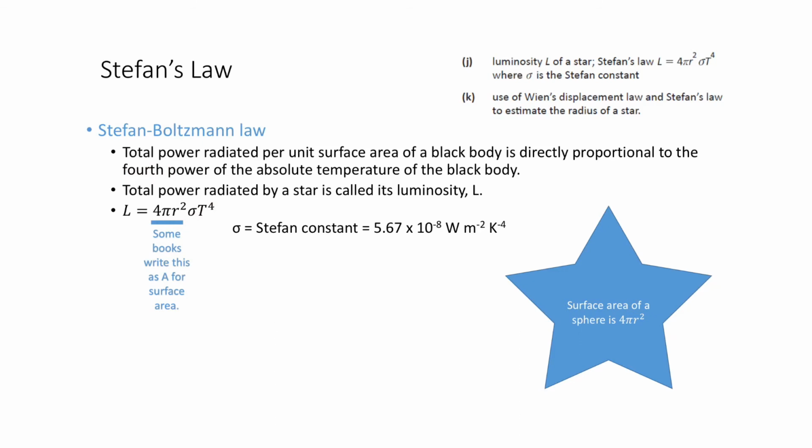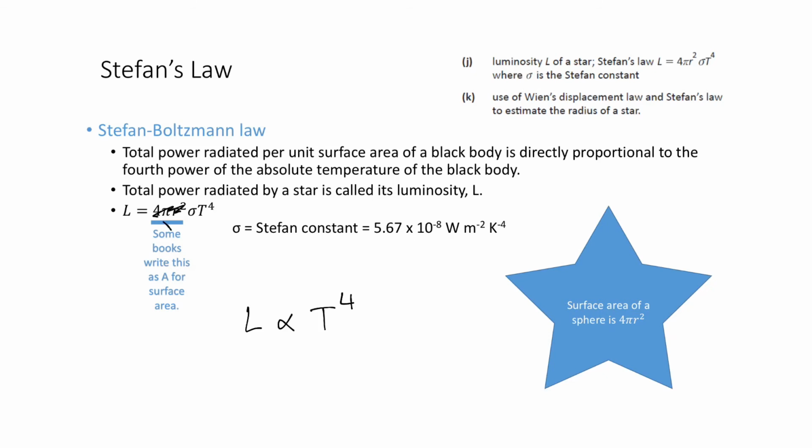So in other words, if you have two objects that are the same size, you can get rid of the 4 pi r squared and you can say that L is directly proportional to T to the 4. Luminosity is directly proportional to T to the power of 4, assuming that they're the same surface area.